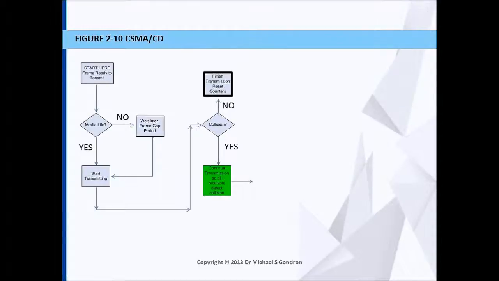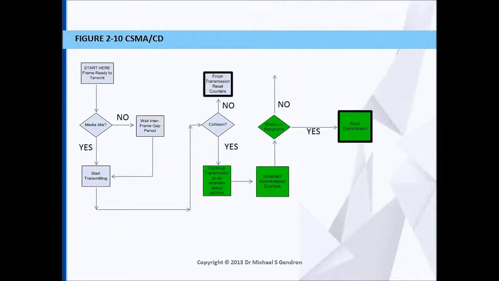If there is a collision, if there is collision detection, then your host will continue transmission so that all receivers on the network can detect the collision. It will then increment the retransmission counters, then check to determine whether or not maximum retransmission has been reached. If maximum retransmission has been reached, then the transmission is aborted.